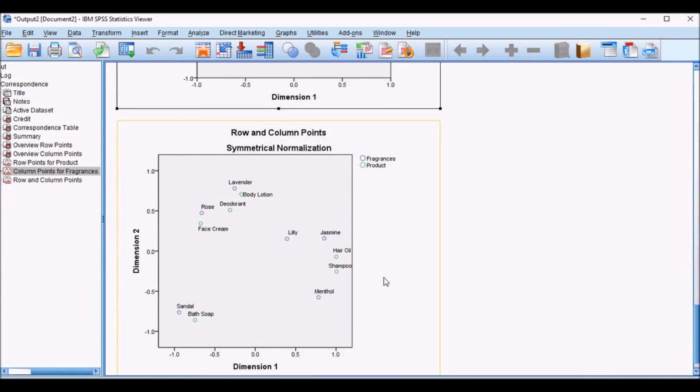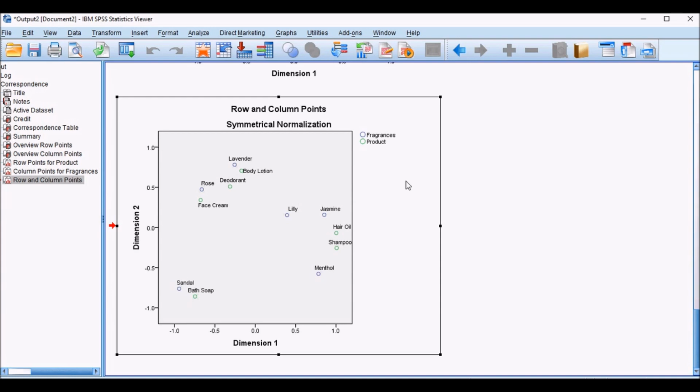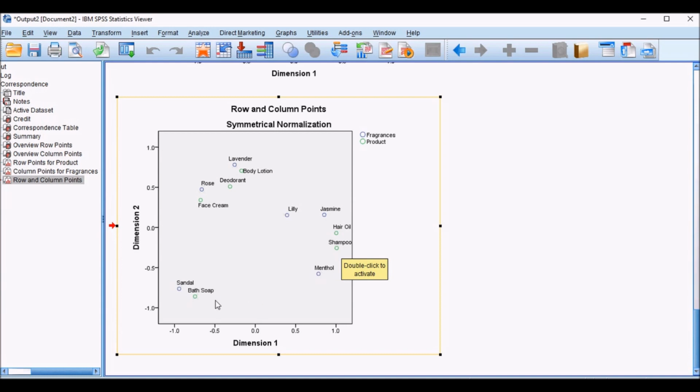Now let us see the combination of both nominal variables, that is fragrance and product. Okay, this is what I showed in the beginning of my video in the PPT. We see this in a multidimensional space. Hair oil, jasmine and shampoo with menthol have a relationship. We can see the majority of customers related bath soap to sandal fragrance. So this can be used by the company to manufacture bath soap. They must go for sandalwood fragrance. When you talk about hair oil, they must go with the fragrance of jasmine. And you can see body lotion has a close relation with lavender and deodorant with rose. Even face cream, customers are taking as rose.